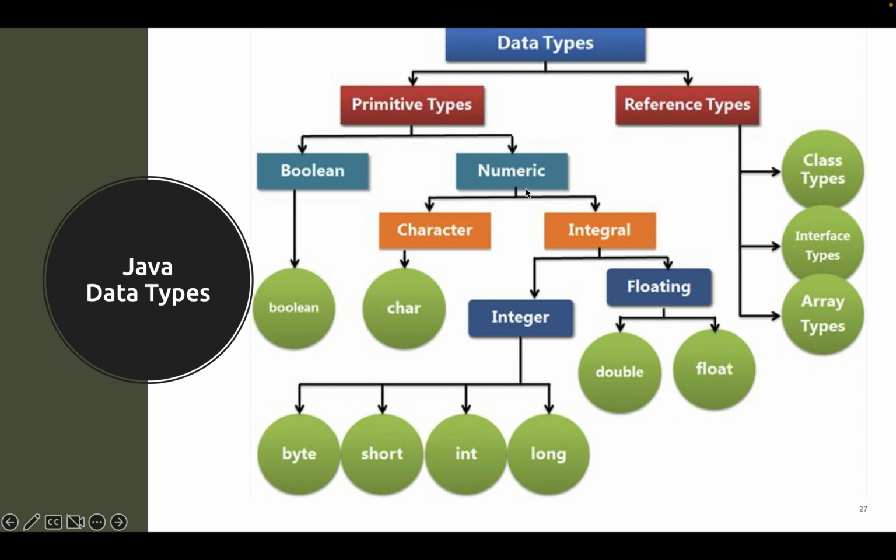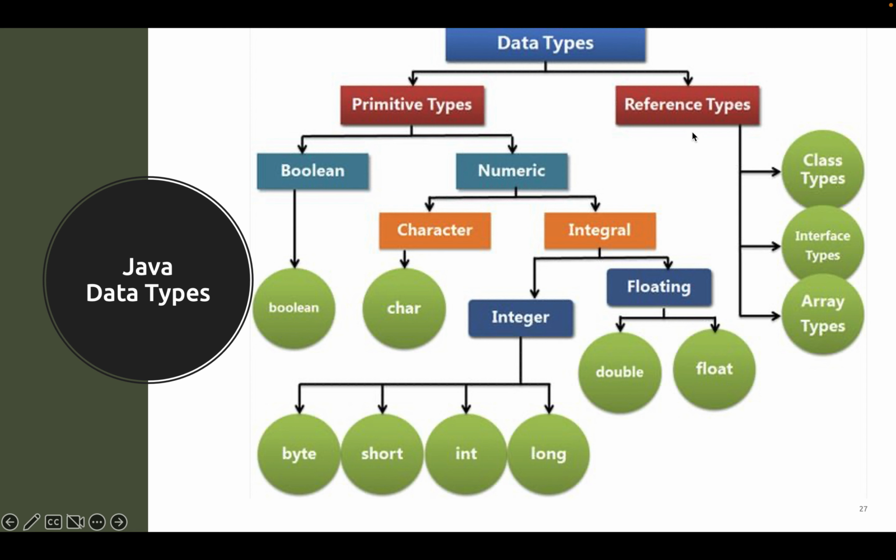And then we have numeric, which are character, and we write it as char, and integers, or integral, which are integers and floating points. And then for the floating point, we have two types, double and float, depending on the size. Double is usually larger in size than float. And then the integers, we have four categories. It can be byte, short, int, and long, depending on the size in bytes.